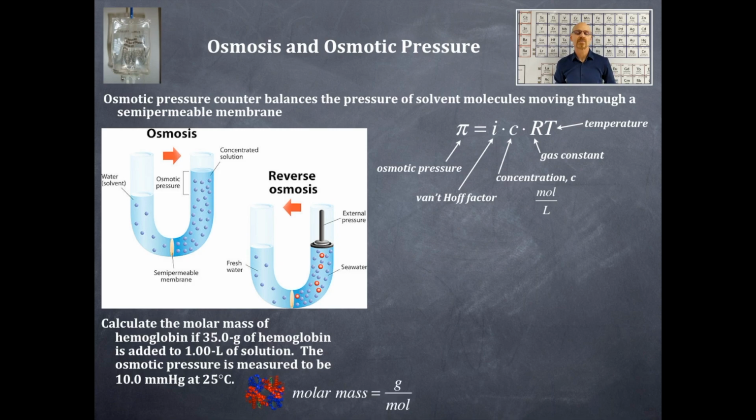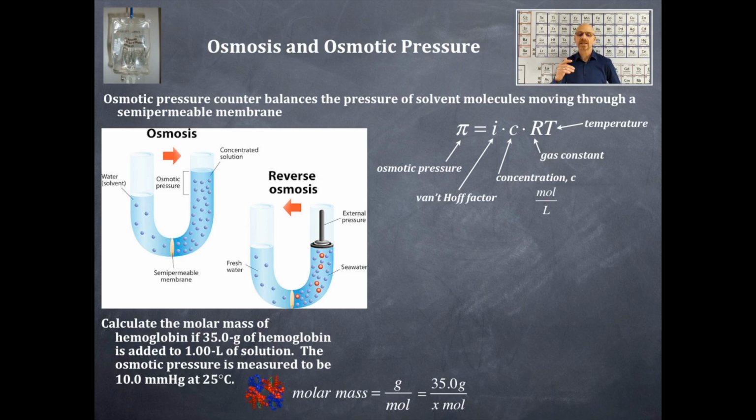We're going to calculate the molar mass. Now, the molar mass is grams per mole. Hopefully you remember that from way back in the early part of chemistry here. So do I have a mass? I certainly do. I have the mass, and that is the 35 grams. I just don't have the moles. So I need to solve for the moles that I'm going to plug into this equation to solve for the molar mass of hemoglobin.